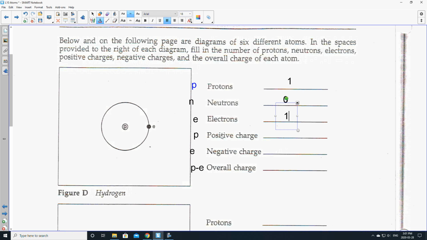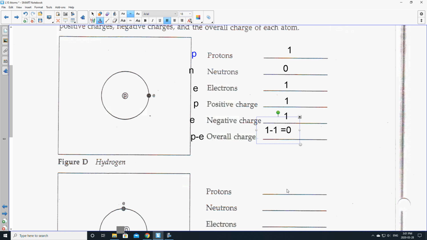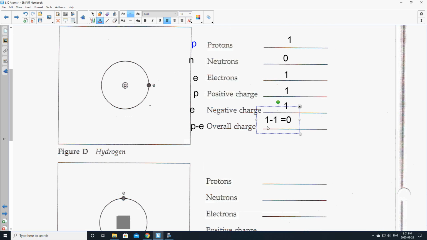So when I'm looking up the number of positive charges, I'm actually looking up the protons. So in the protons, there's 1 of these. How many negative charges are there? Well, the negative charges have to do with the electrons. So there's 1 electron. And then the overall charge is the protons minus the electrons, which is 0. Okay, hope that makes sense.